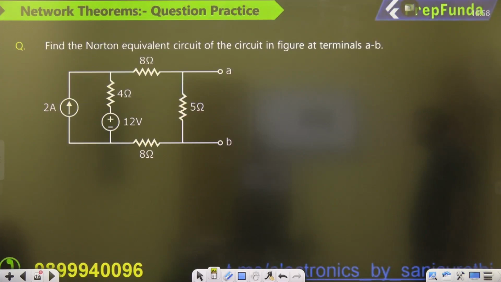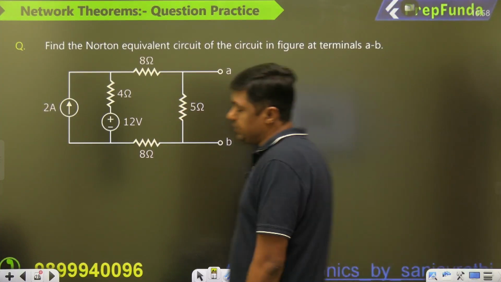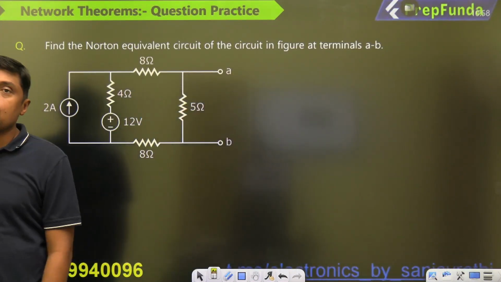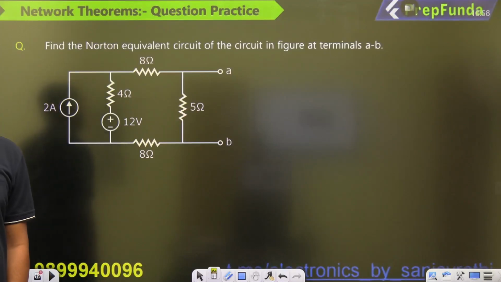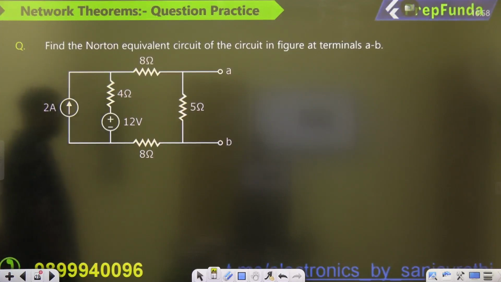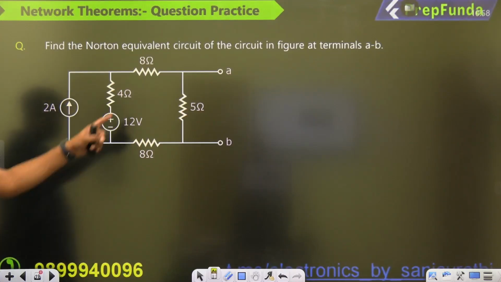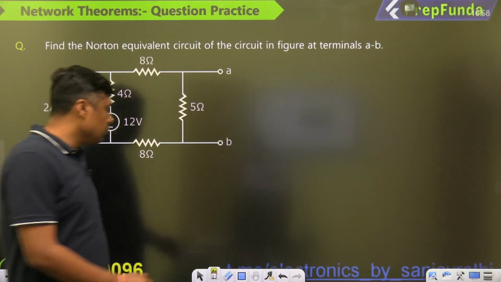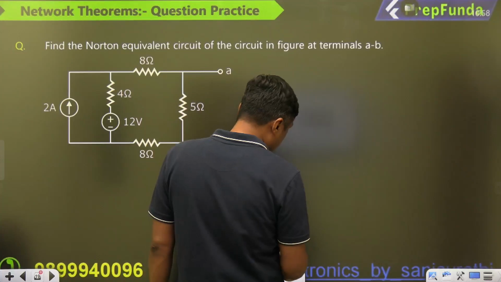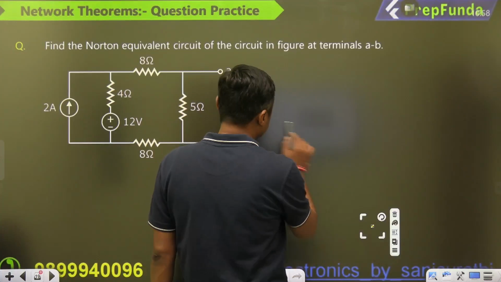This is another question from a standard textbook. Find the Norton's equivalent circuit of the figure at terminals A and B. Norton's equivalent. We have practiced lots of questions during classes, paid classes. I think you have solved this question. I am just giving you the solution. Find the Norton's equivalent circuit of the figure. What is the Norton's equivalent across this? It means you have to convert it into a single current source with a resistor in parallel.